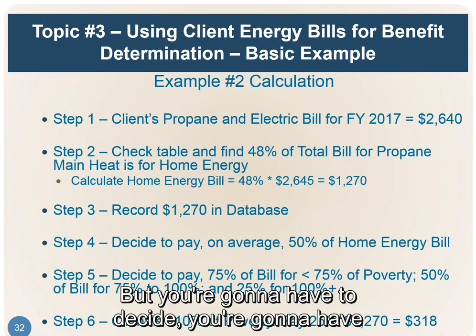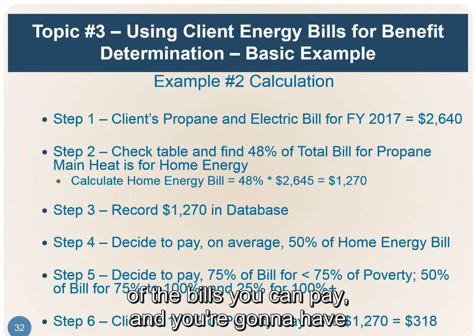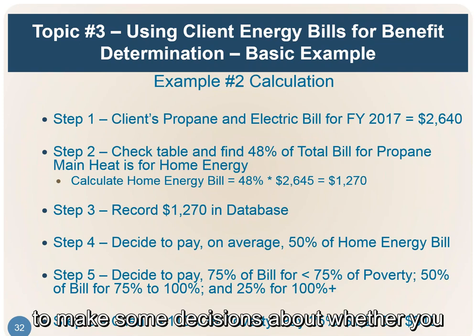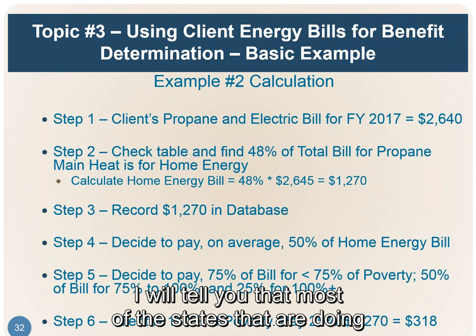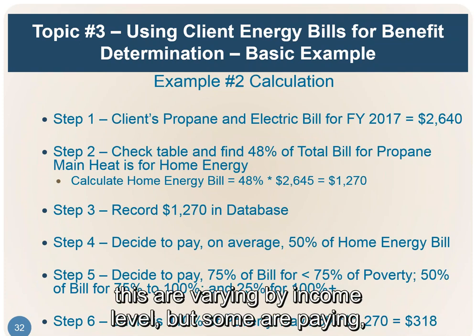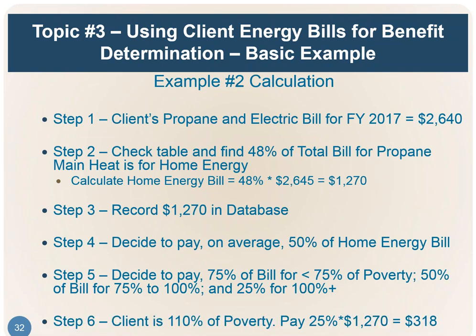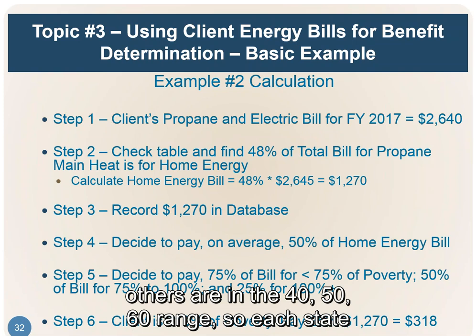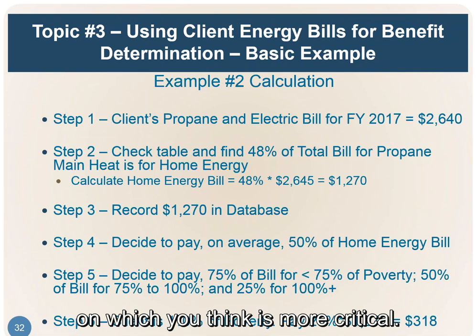But you're going to have to do some analysis to figure out what share of the bills you can pay, and you're going to have to make some decisions about whether you want to vary that by income level or not. I will tell you that most of the states that are doing this are varying by income level, but some are kind of in the 25, 50, 75 range, others are in the 40, 50, 60 range. So each state is going to make a different set of decisions based on what you think is more critical.